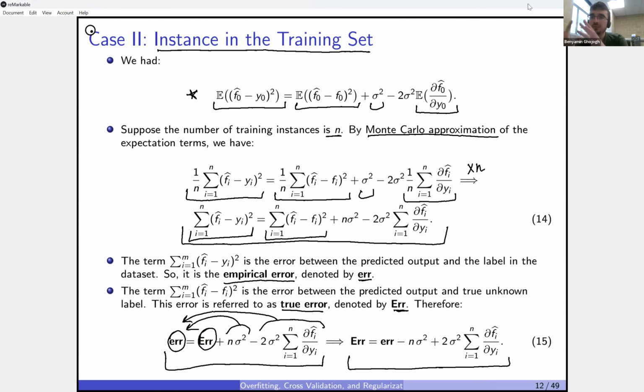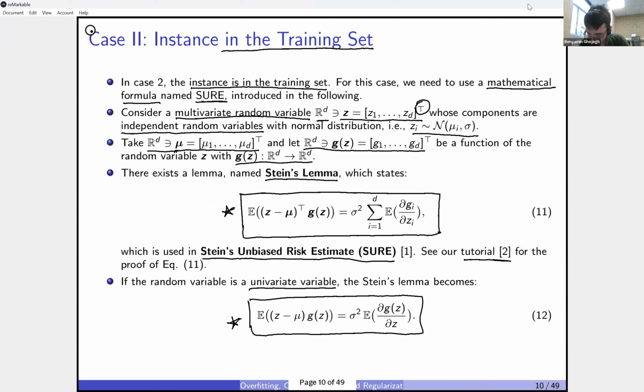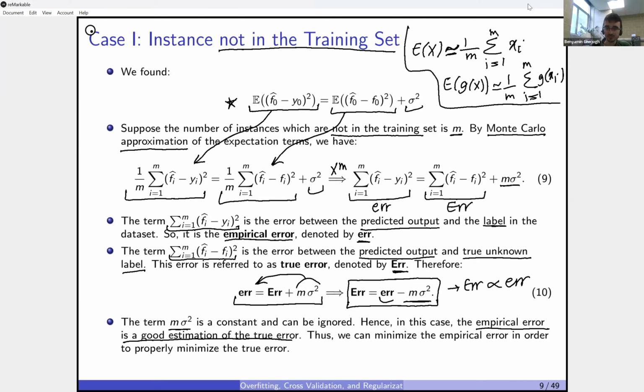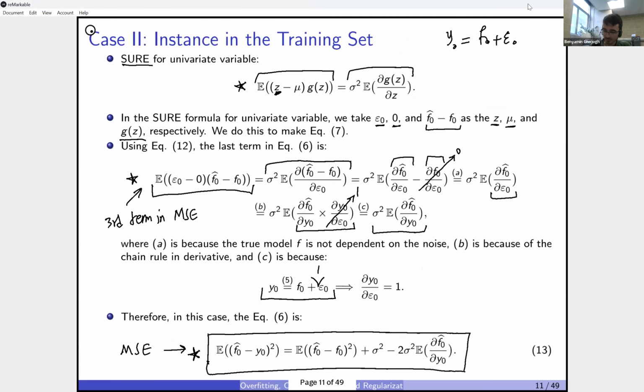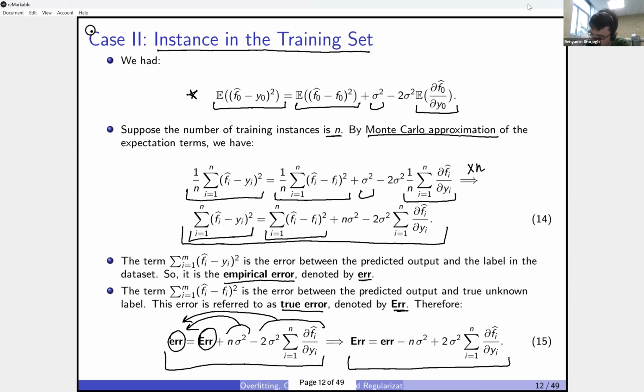Okay, again, to recap, for case 1, the relation of true error and empirical error was equation 10, right here. But for case 2 where the instance is in the training data set, the relation between empirical error and true error is equation 15. As you see, this is a constant similar to what we had in case 1. However, we have another term, which is a pain in the neck when the instance is in the training set. And we will discuss what this term actually is.